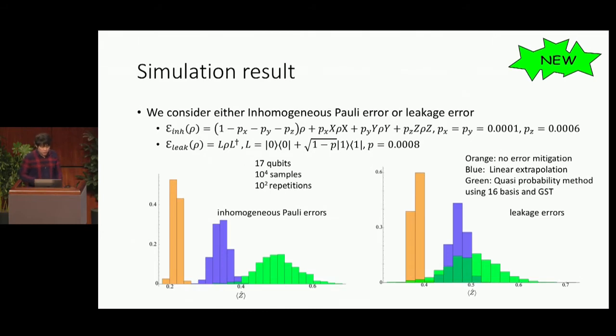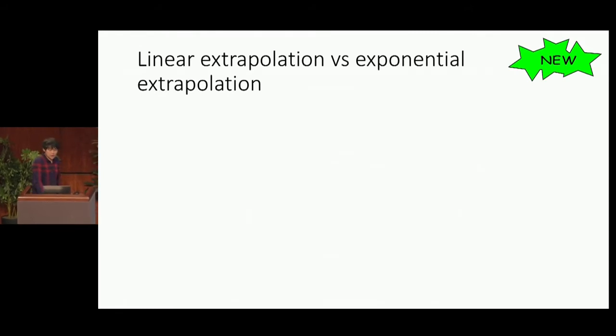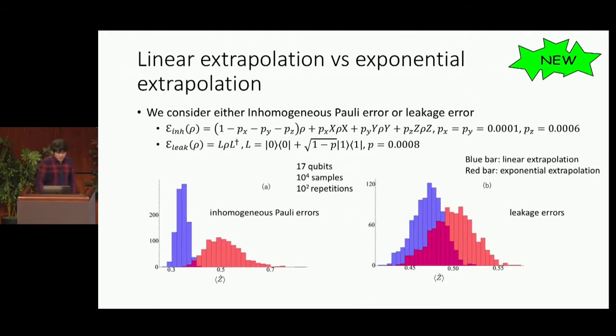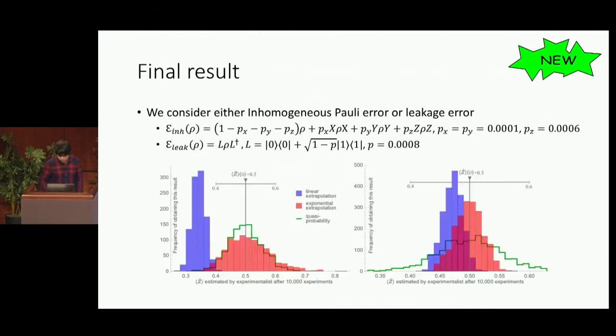Here we consider 1,000 samples for each experiment, and we repeat 100 times to get this histogram. But in practice, you can use more samples, then the variance of the estimation will be much smaller. Here we also compare the linear extrapolation and exponential extrapolation. We use the same experiment setting, and the result is shown here. You can see that although the linear extrapolation doesn't work well, quite surprisingly, the exponential extrapolation works quite well. Finally, we combine the results into this one graph.